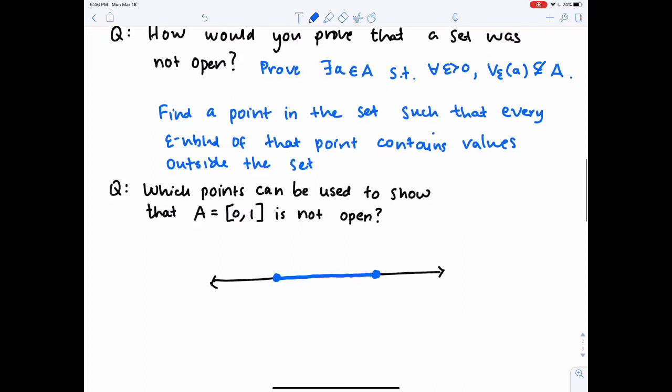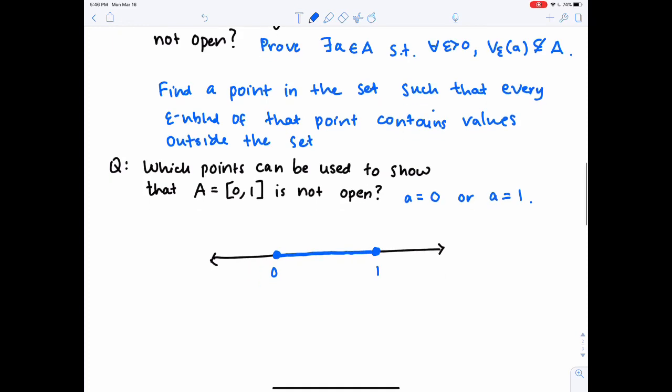So the points that can be used to show that A is not open in this case are exactly those endpoints, 0 and 1. Now, to prove that you're not open, you only need to give one example of a point that has no epsilon neighborhood that stays in the set. So we have a choice here, so I could come up with two different proofs. Let's say I chose A equals 0. The reason why this is a good choice is because this point is on the boundary of my set, meaning it's right on the edge.